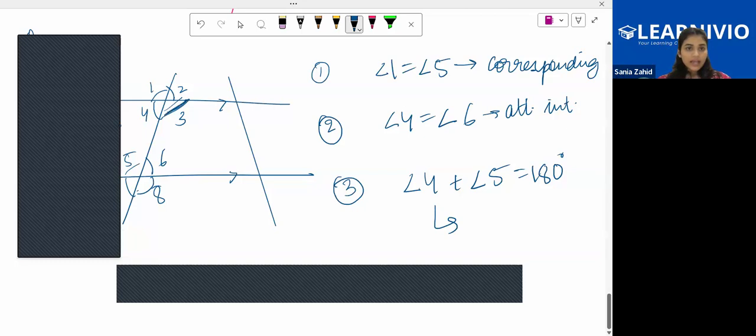But when we have interior angles on the same side, like angle 3 and angle 6, they are interior angles on the same side of the transversal. They are lying on the same side, so their sum will be 180. They are not equal, but their sum is 180. Similarly, for 4 and 5 the sum is 180. You can also write angle 3 plus angle 6 is 180. Remember this, because they are interior angles.